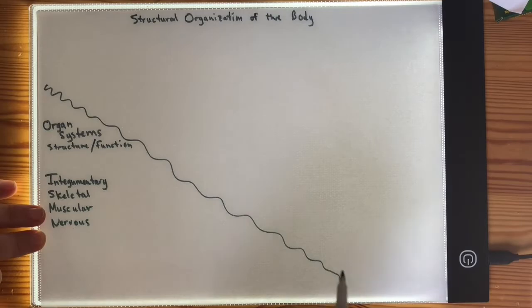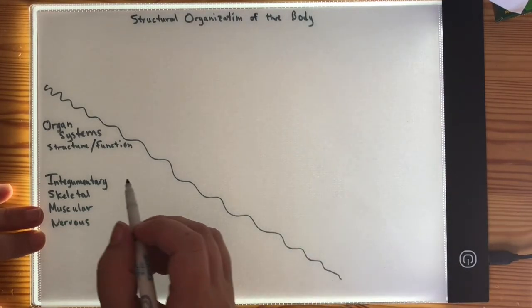The nervous system. The nervous system is responsible for control and communication. That would be the function. The structure of the nervous system would be the brain, spinal cord, and nerves, both cranial nerves and spinal nerves. So the integumentary system, the skeletal system, the muscular system, and the nervous system, these make up the systems of the body that we'll be discussing in the first half of the class.